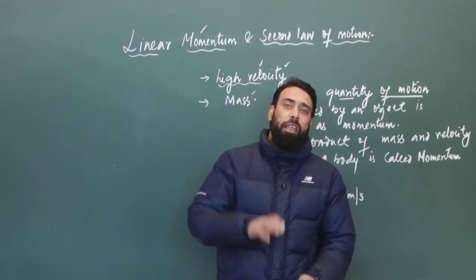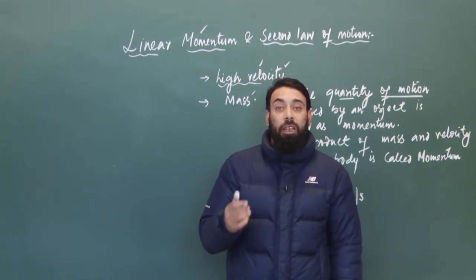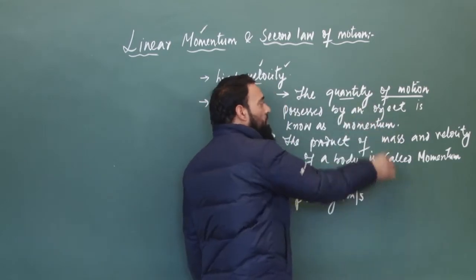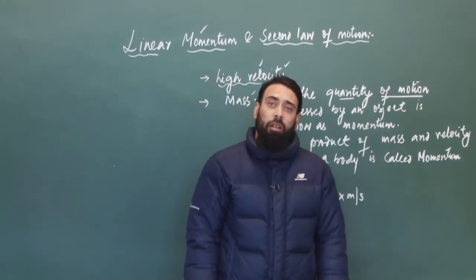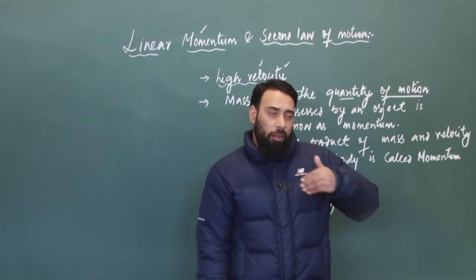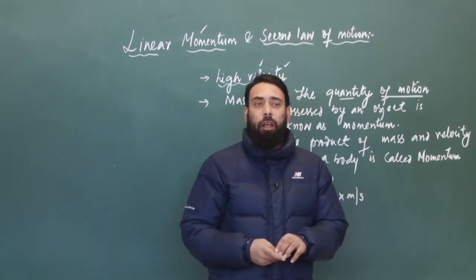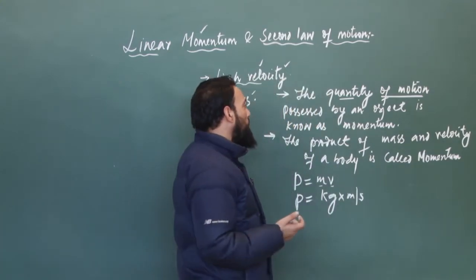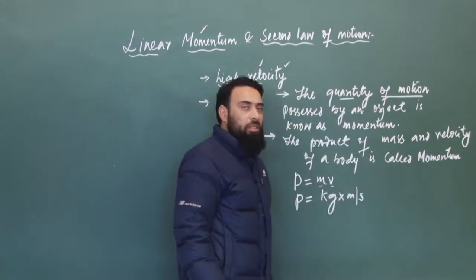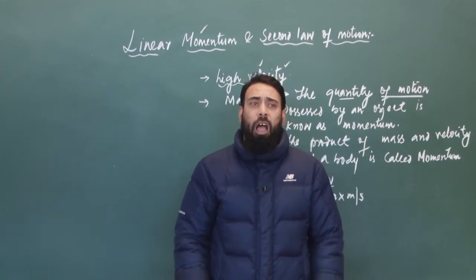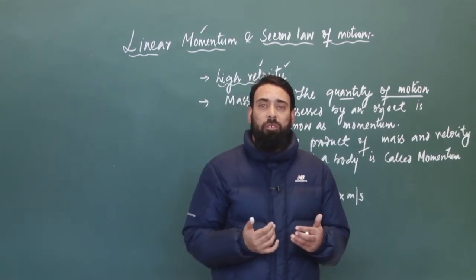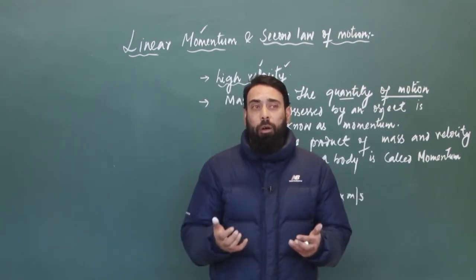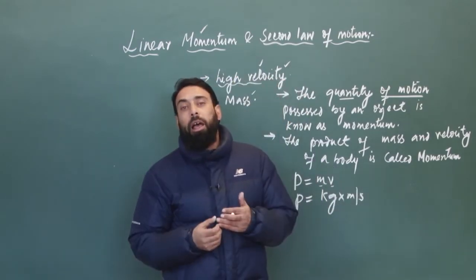So dear students, I recapitulate once again the linear momentum. Linear momentum of a body is the quantity of motion possessed by an object. This is applicable only when a body is moving on a straight path. This is why it is called linear momentum, or simply you can call it momentum. So the quantity of motion possessed by a body is called momentum. It means the amount of motion possessed, the ability of a body to move or possess a motion, that quantity we call momentum.